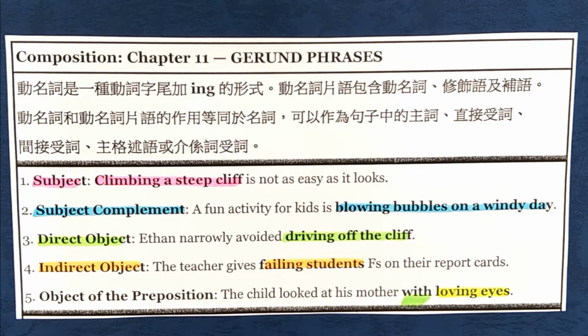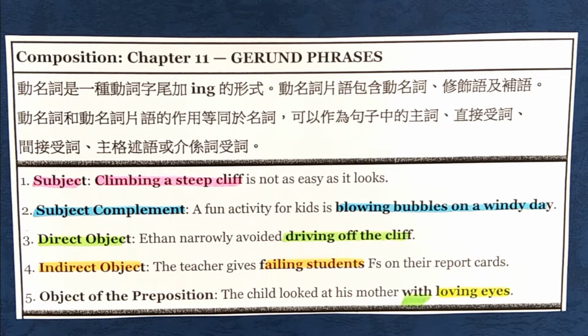Okay, let's review some examples to demonstrate what gerund phrases are. Number 1, a gerund as a subject: Climbing a steep cliff is not as easy as it looks. A gerund as a subject complement. Number 2, a fun activity for kids is blowing bubbles on a windy day. 3, a gerund phrase as a direct object: Ethan narrowly avoided driving off the cliff.